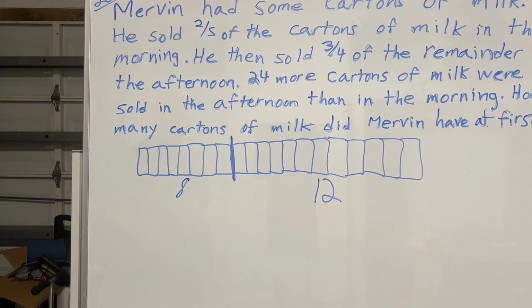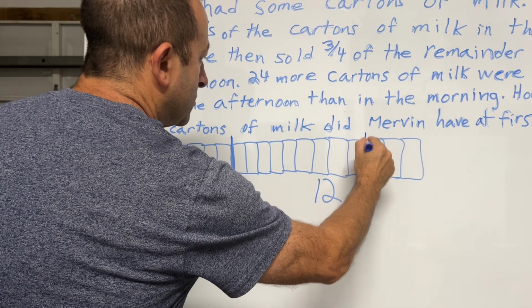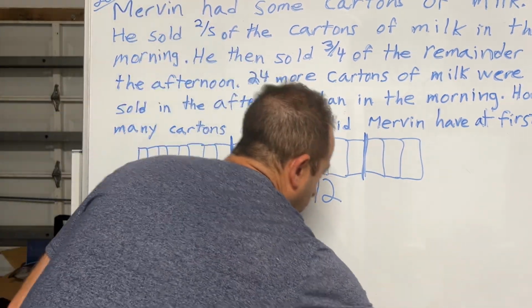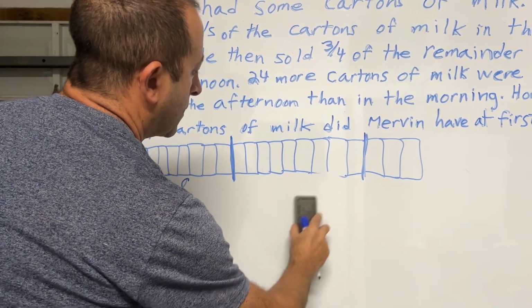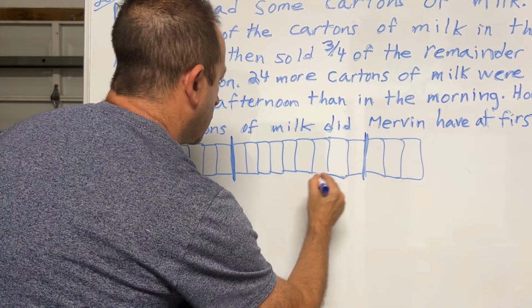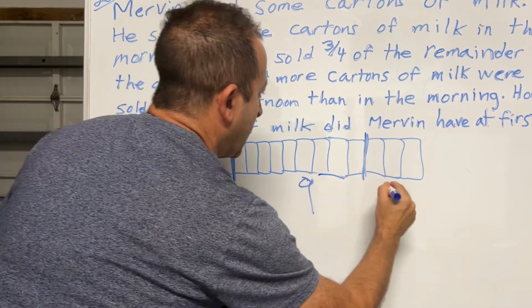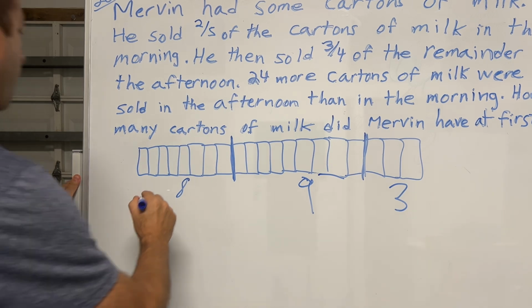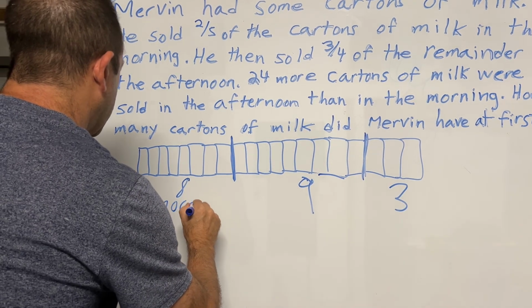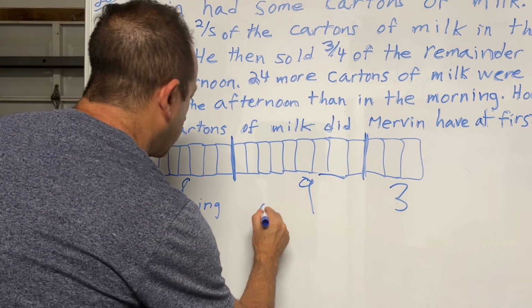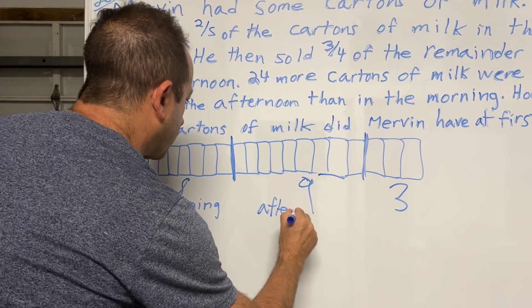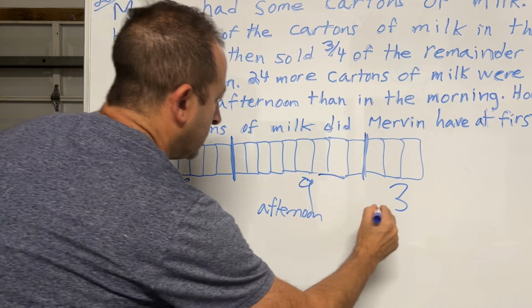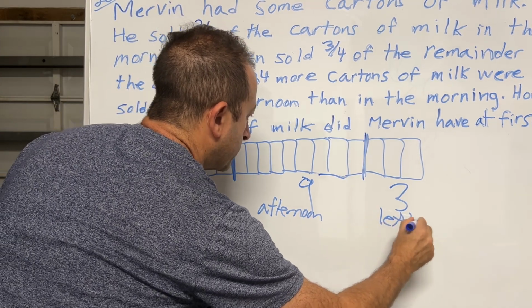So we know he sold 3/4 of the remainder in the afternoon. 3/4 of 12 is 9. So now we're going to get rid of this 12 and we're going to put 9, and then 3 are left. Now, it's very important that we label so we don't forget which number is which. These are sold in the morning, sold in the afternoon, and left unsold.